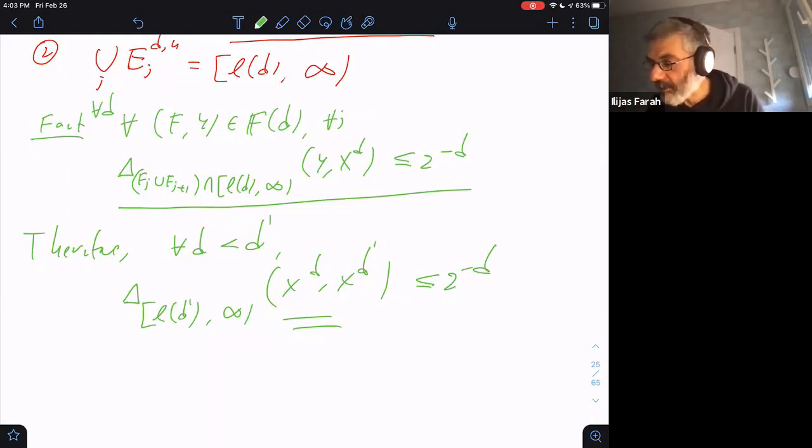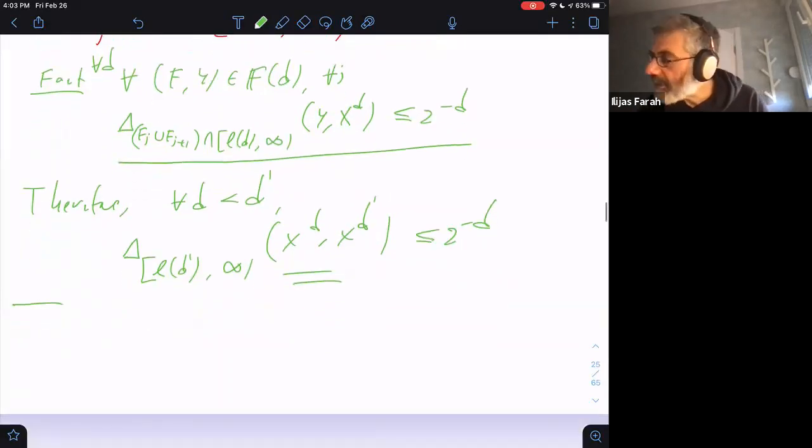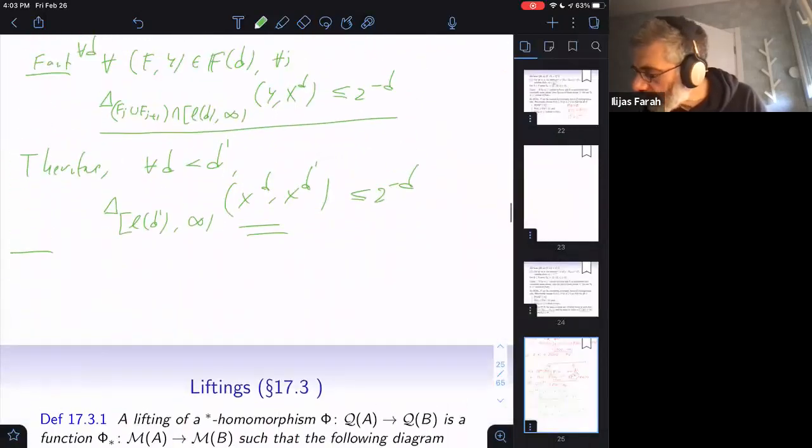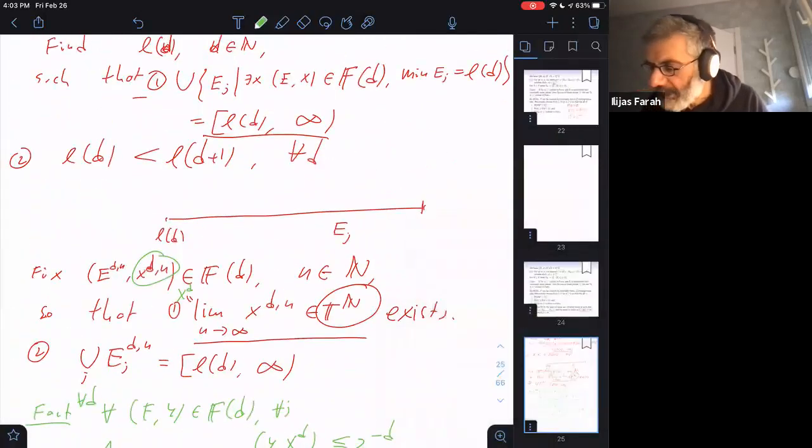Okay, so now we just need to somehow assemble a unitary out of these pieces. And how do we assemble that unitary? Well, we have to see what this really means. Okay, so here is what this means. Let me just add one. Oops, am I in the right spot? Yes, add page.